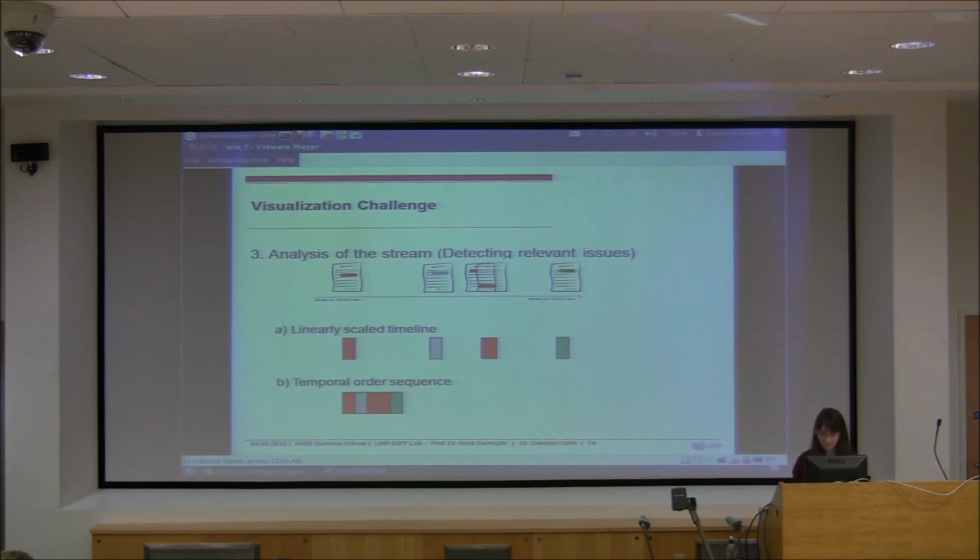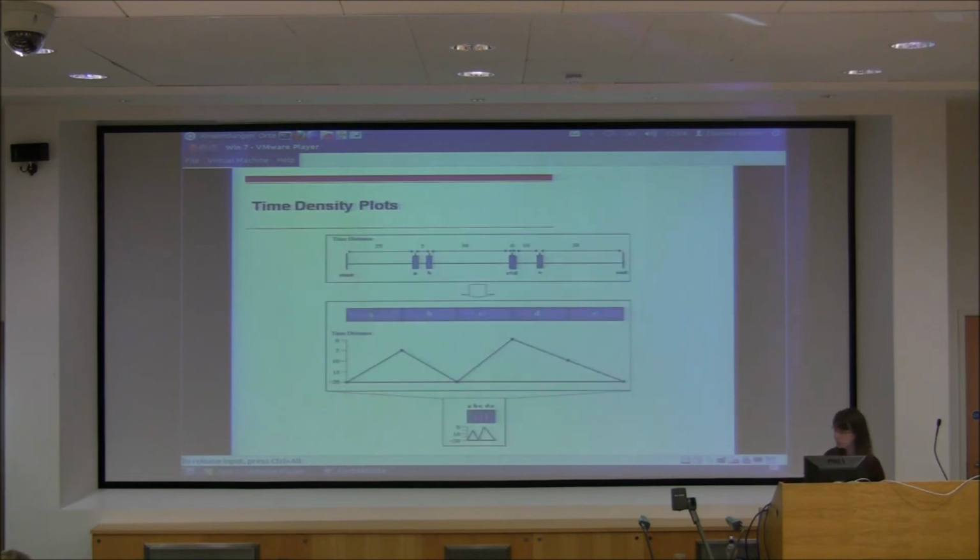And what was suggested here is to have what they call a time density plot. So documents are actually represented exactly the way that I've just shown you, one behind each other as a bar, but additionally there's this timeline below that. And the higher the timeline is, the more dense the documents are in time.